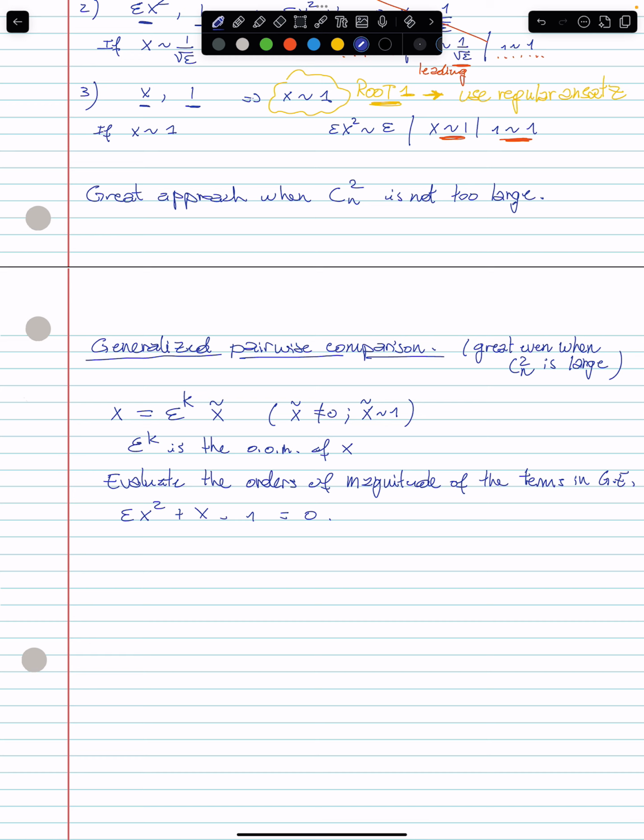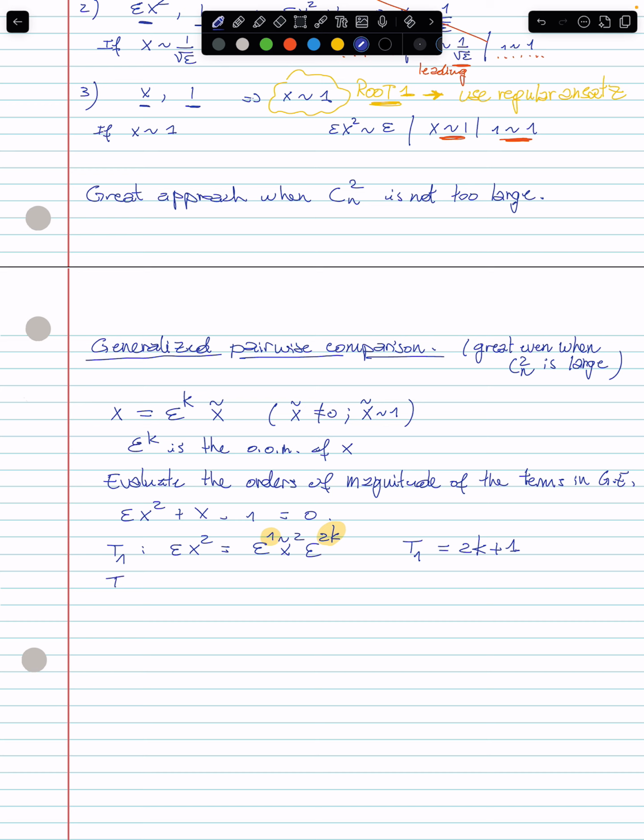So the first term is epsilon x squared. So it means this is epsilon multiplied by x tilde squared multiplied by epsilon to the power 2k. So it means that T1, which is the order of magnitude of the first term, is equal to 2k plus 1. All right, so that's the power of epsilon that you see in the order of magnitude of the first term.